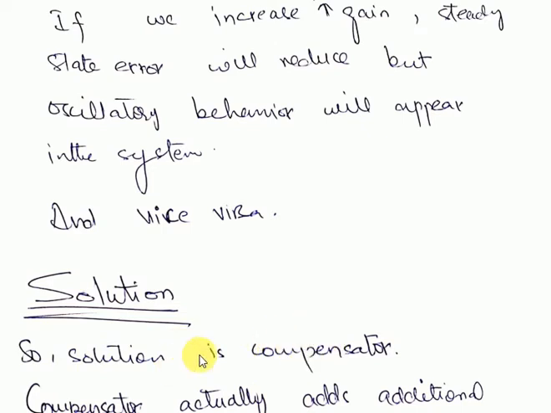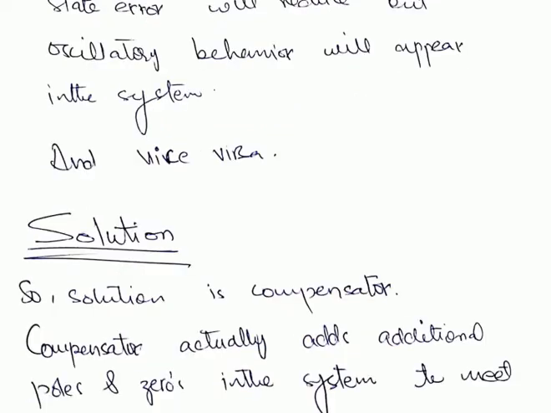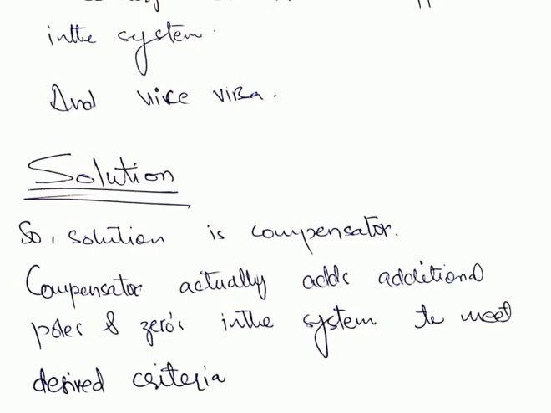Why? Because we know the compensator stabilizes the system. Compensator compensates the system. Compensator helps in achieving the desired response according to our required specifications. So the compensator actually adds an additional pole and zero in the system.